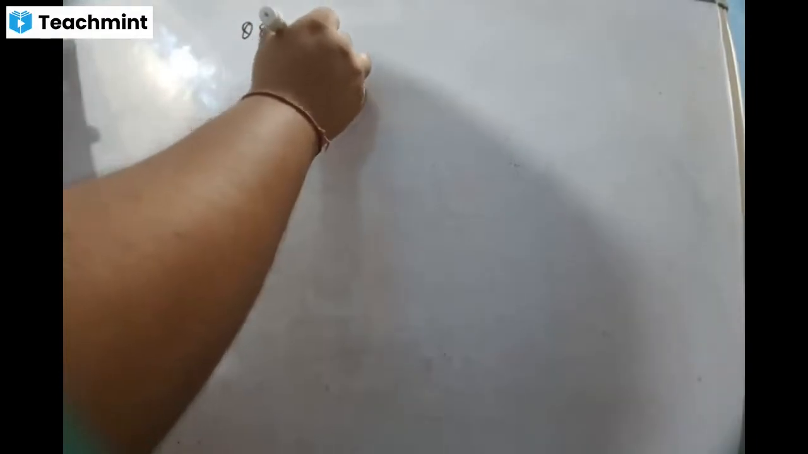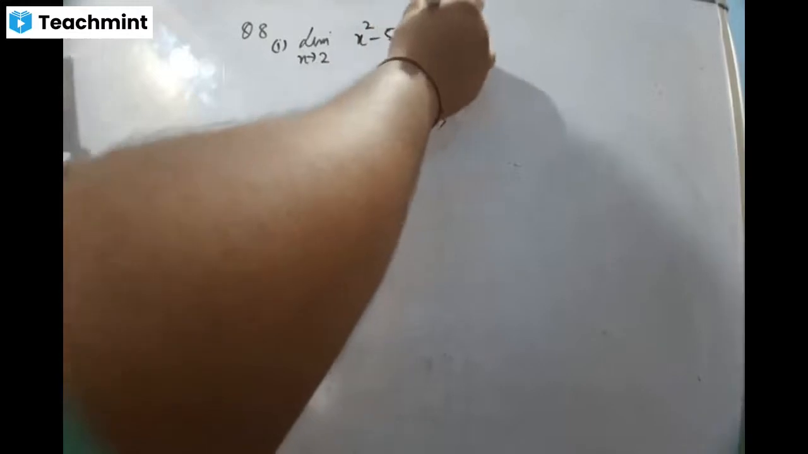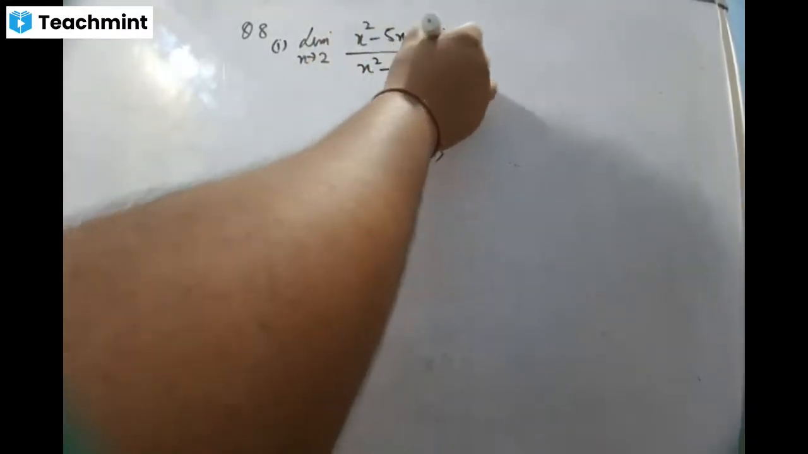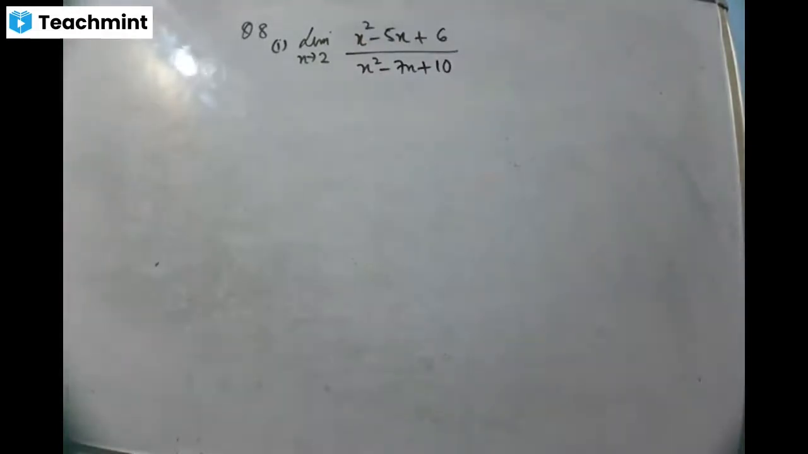So the next question is, okay, this is question number 8, subdivision 1. Question number 8, subdivision 1, which says limit x tends to 2, (x square minus 5x plus 6) divided by (x square minus 7x plus 10). So let's see whether you'll be able to comprehend this question or not.